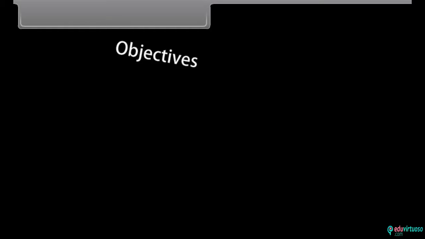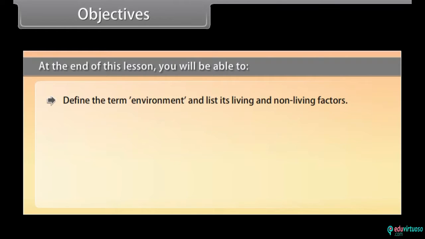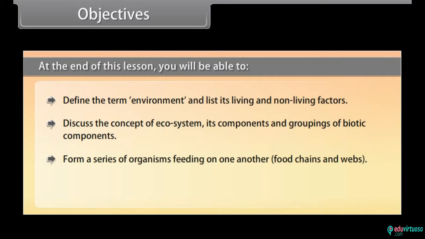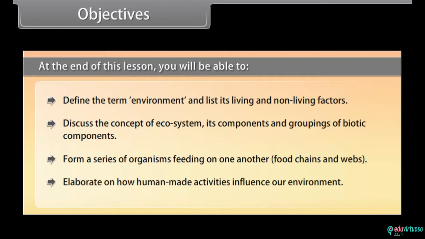Objectives. At the end of this lesson, you will be able to define the term environment and list its living and non-living factors, discuss the concept of ecosystem, its components and groupings of biotic components, form a series of organisms feeding on one another, food chains and webs, elaborate on how human-made activities influence our environment.